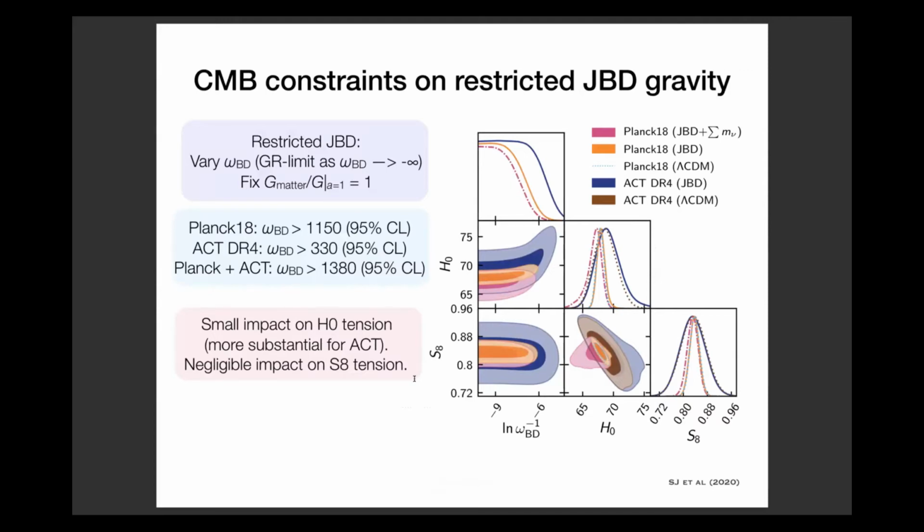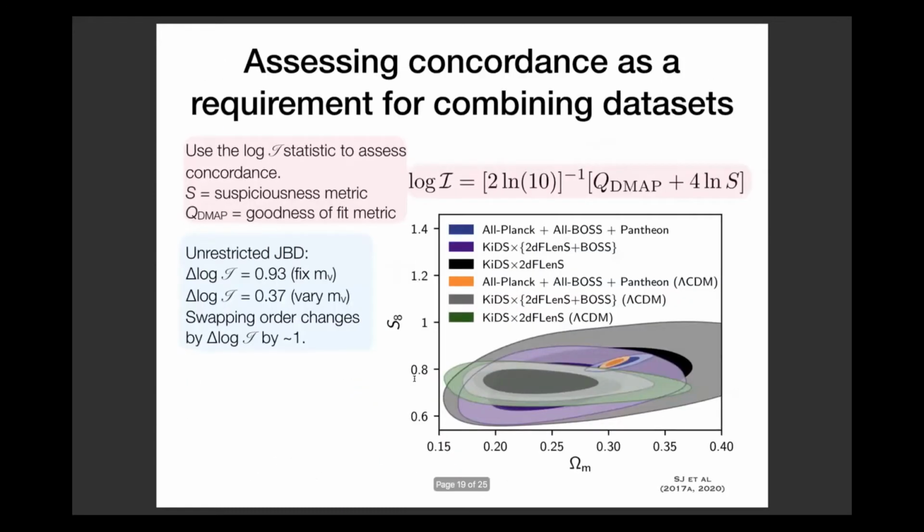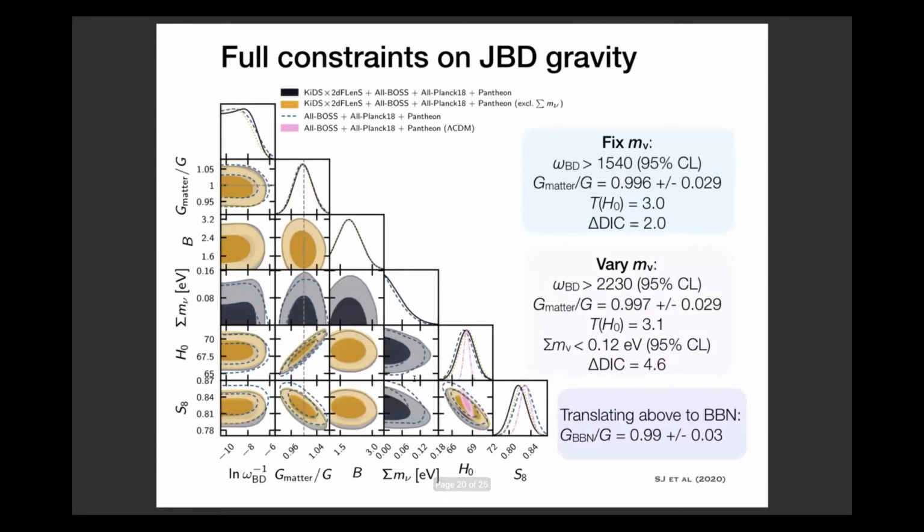So, in the interest of time, I'm going to skip to the final results. We can combine existing probes of the large scale structure, the CMB, and low redshift distances to constrain this model. You can see that given by the black contour, and the yellow contours are the ones where we fix the neutrino mass.